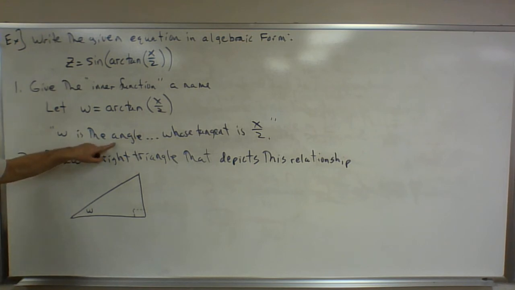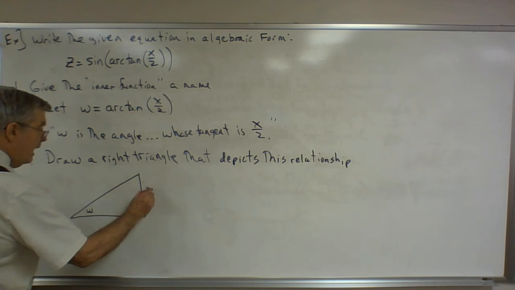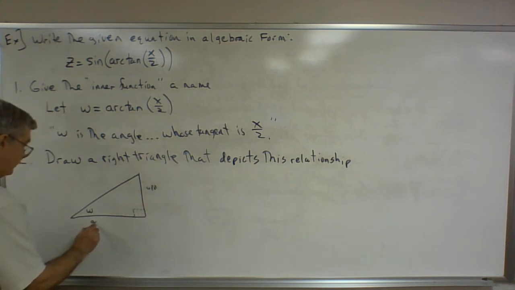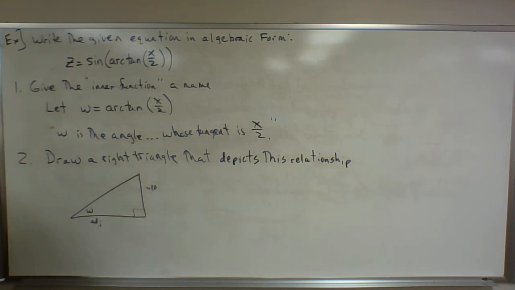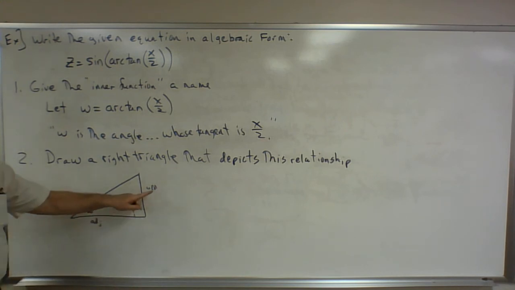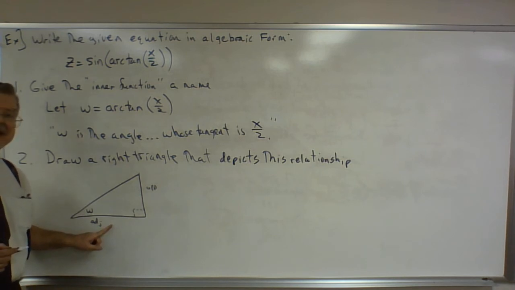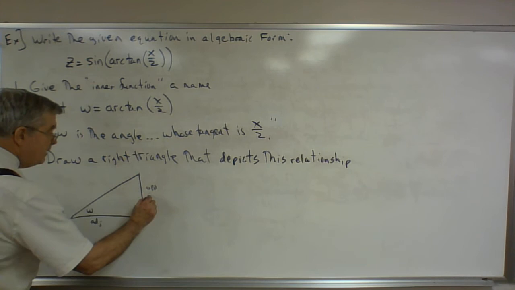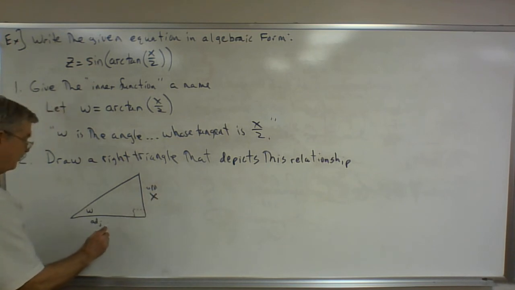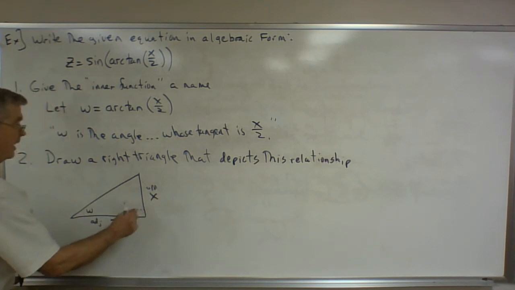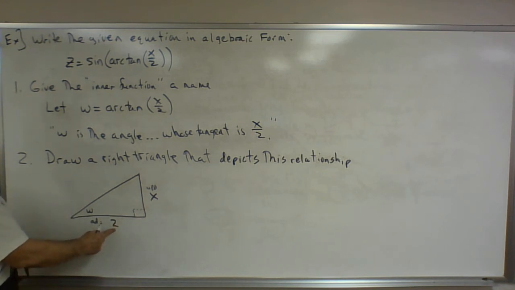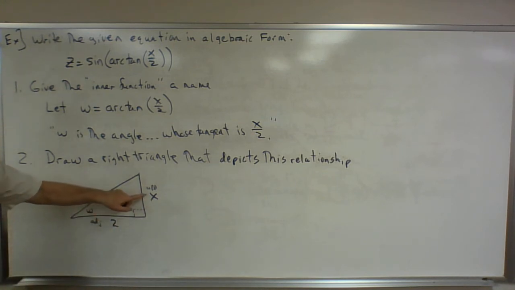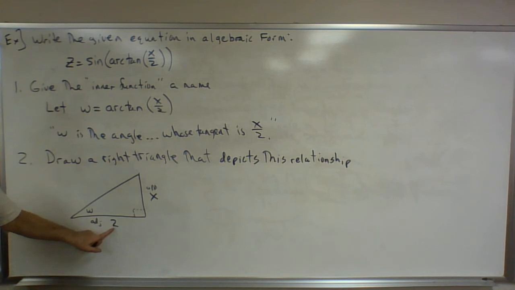W is the angle whose tangent, what is tangent? Opposite over adjacent. The tangent is x over 2. So we can call the opposite and adjacent anything we want as long as they're in a ratio of x over 2. Opposite over adjacent is x over 2. So let's call opposite x and adjacent 2.